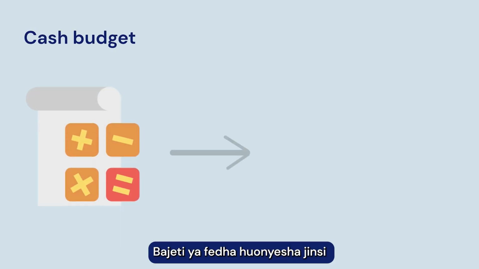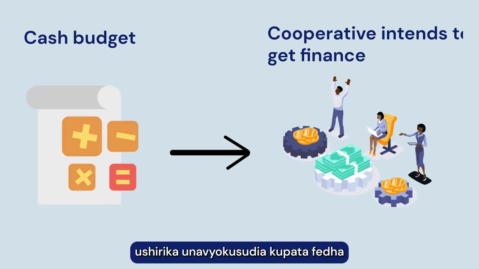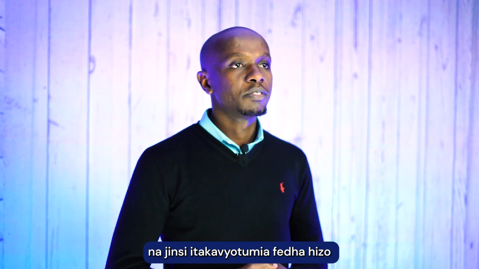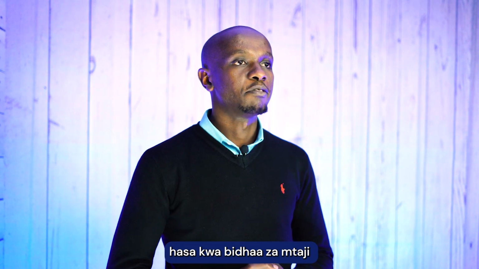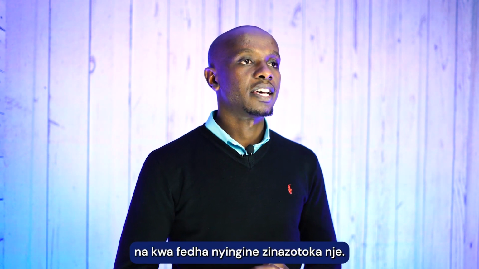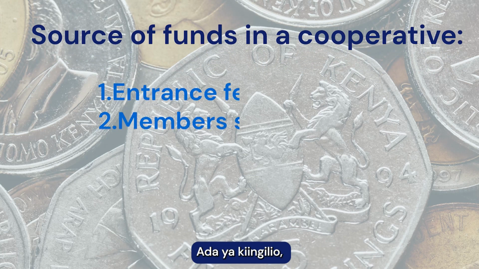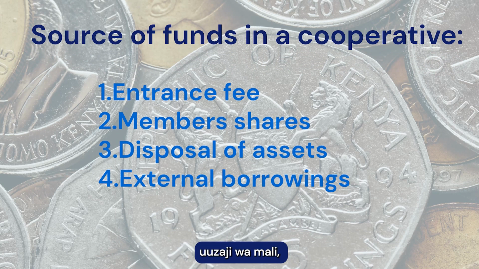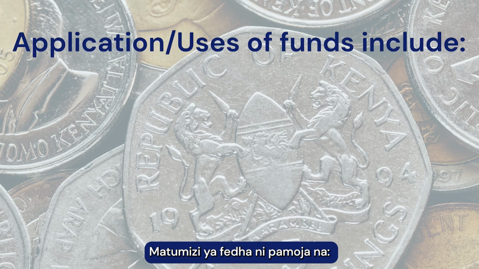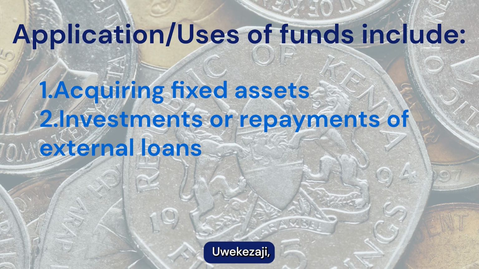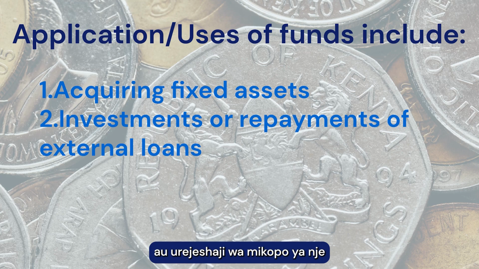A cash budget shows how the cooperative intends to get finance and how it will use the funds, mainly for capital items and other cash outflows. The sources of funds in a cooperative include entrance fee, members' shares, disposal of assets, external borrowings, among others. The application or uses of funds will include acquiring fixed assets, investments, or repayments of external loans.